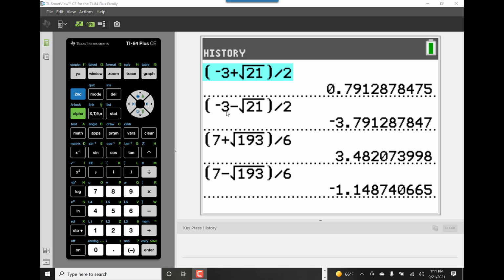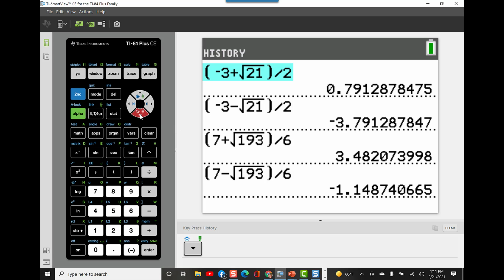I did the same thing here with negative, and I also want to remind you, on a TI calculator, you have to use the negative button down here at the bottom. You see me circling it. Okay. So -3 minus root 21. So you'll notice that what I did is I protected the numerator on each one of these so that it wouldn't do an order of operations error.